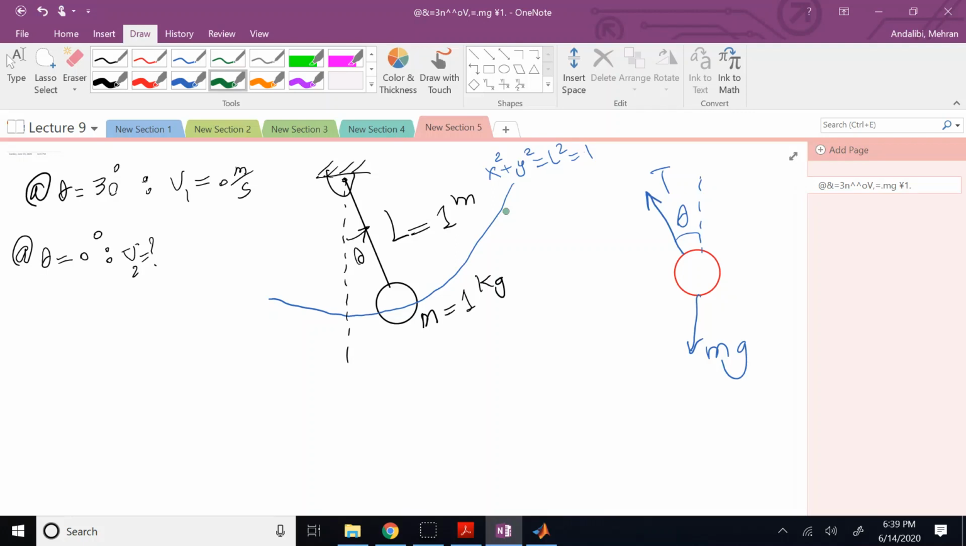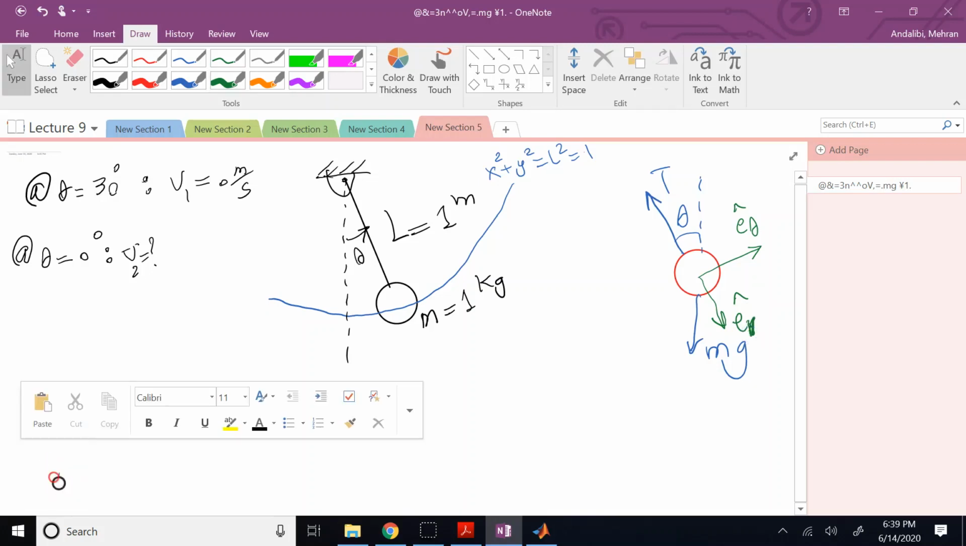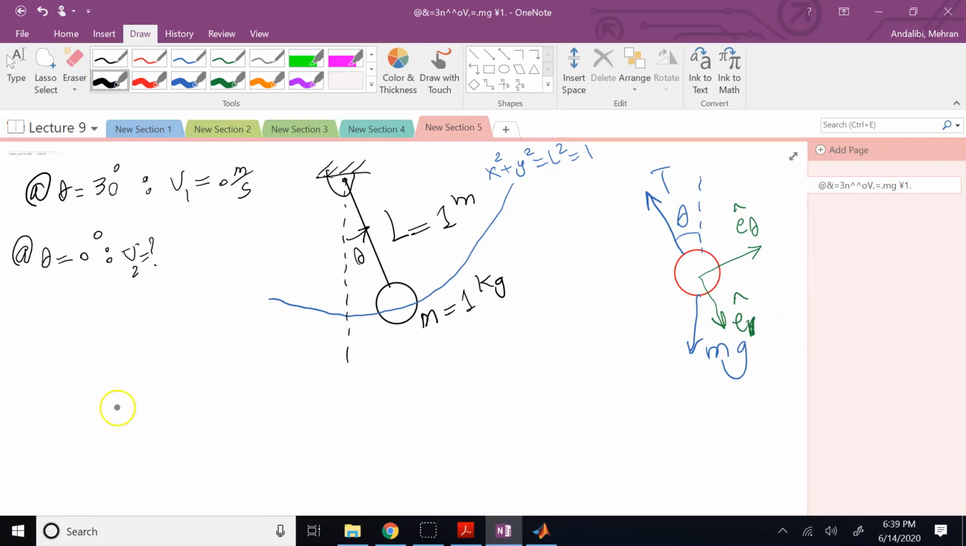Let's, for a change, go with r theta. So in the r theta, r or er is in the radial direction outward, so this is er, and e theta is perpendicular to that in the direction that theta increases, like this. So here we are using the polar or cylindrical coordinates. Now, if I use the Newton method, it says sum of the forces in the r direction is equal to m a_r, and sum of the forces in the theta direction is equal to m a_theta.